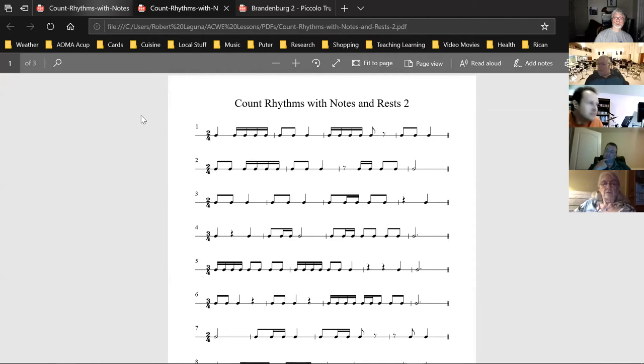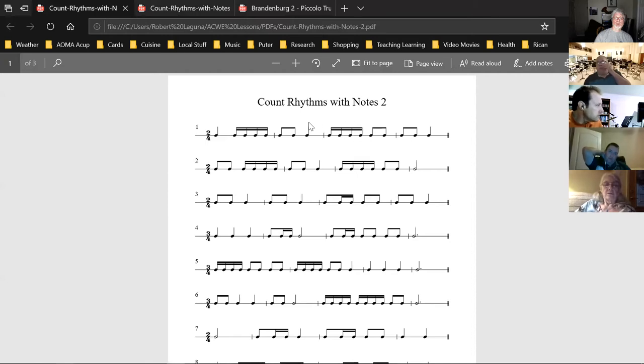So let's say that I was working out the rhythm in that first one, and actually I want to do the one without the rest first. Let me see. So there are two of them. The difference between the two is one of them says count rhythms with notes, and the other one is rhythms and rests. So I want to do the one with rhythms with notes first.